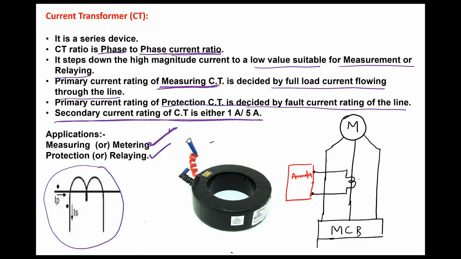Now, suppose the full load current, FLC, of this motor is 360 ampere. Then for my measuring CT, I am using 400 by 1 ampere. A 400 ampere by 1 ampere CT for measurement.